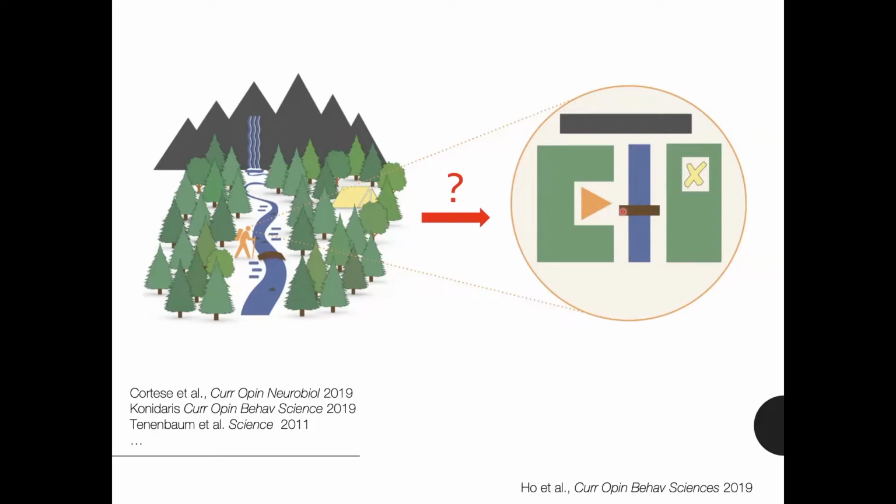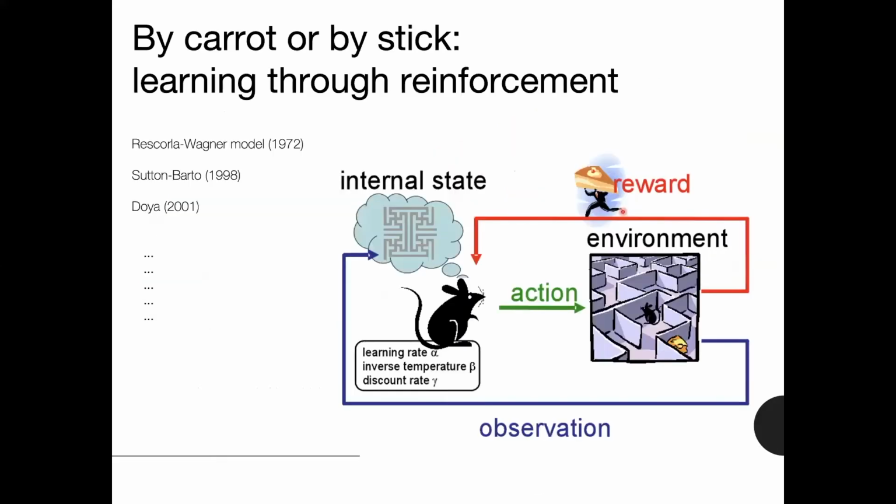I think this problem becomes particularly intriguing when we think about learning through reinforcement, by carrot or by stick. There is a very long tradition of research in reinforcement learning, from early animal work to more artificial learning. The basic idea is that you have an agent acting in an environment with some internal states, which can sample observations from the environment. Based on the actions the agent takes, it will obtain either some rewards, some punishments, or nothing at all. Based on that, the agent can update its policies and therefore its behavior, and learn.